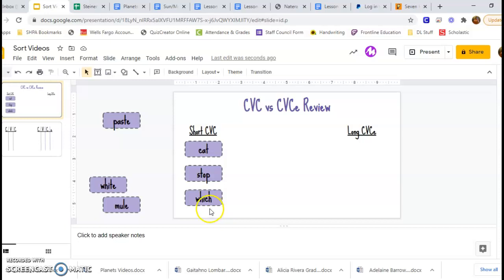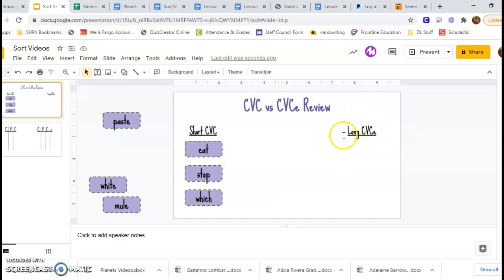Witch. So it has that short I in the middle. If we notice, it starts with the blend WH, so that's our first consonant sound. Then it has the I, which is a vowel in the middle. And then it also has a consonant blend at the end, CH. So all 3 of these words have short vowel sounds and the CVC pattern, even if they have more than 3 letters, still counts.